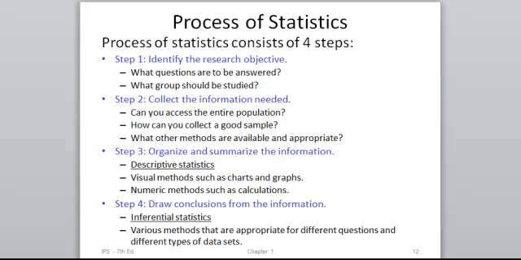The process of statistics. There are 4 steps. First, identify the research objective. What's our question? What questions are to be answered? What group should be studied to answer those questions?